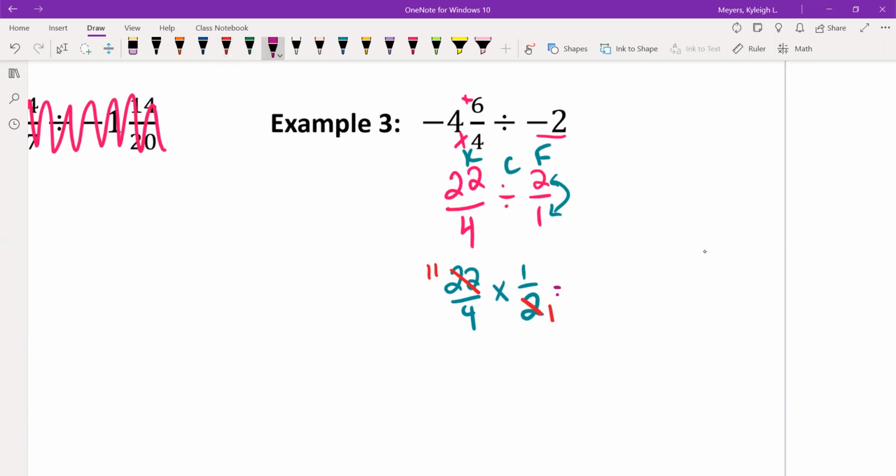Now we multiply straight across. 11 times 1 is 11. 4 times 1 is 4. 4 goes into 11 2 times with 3 left over.